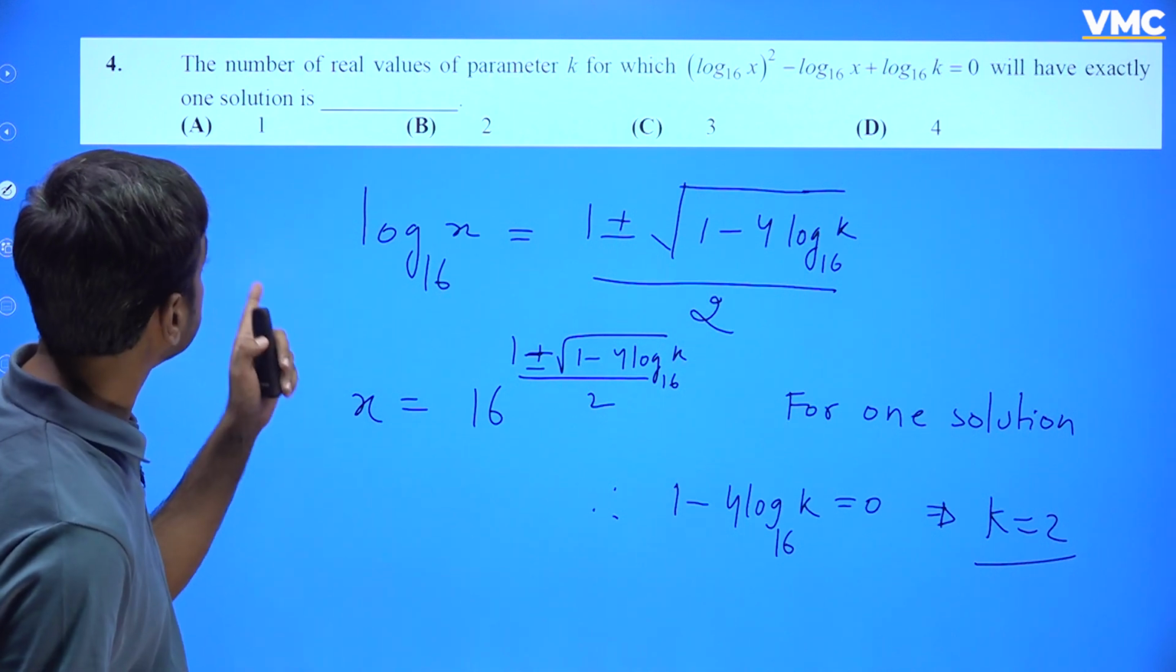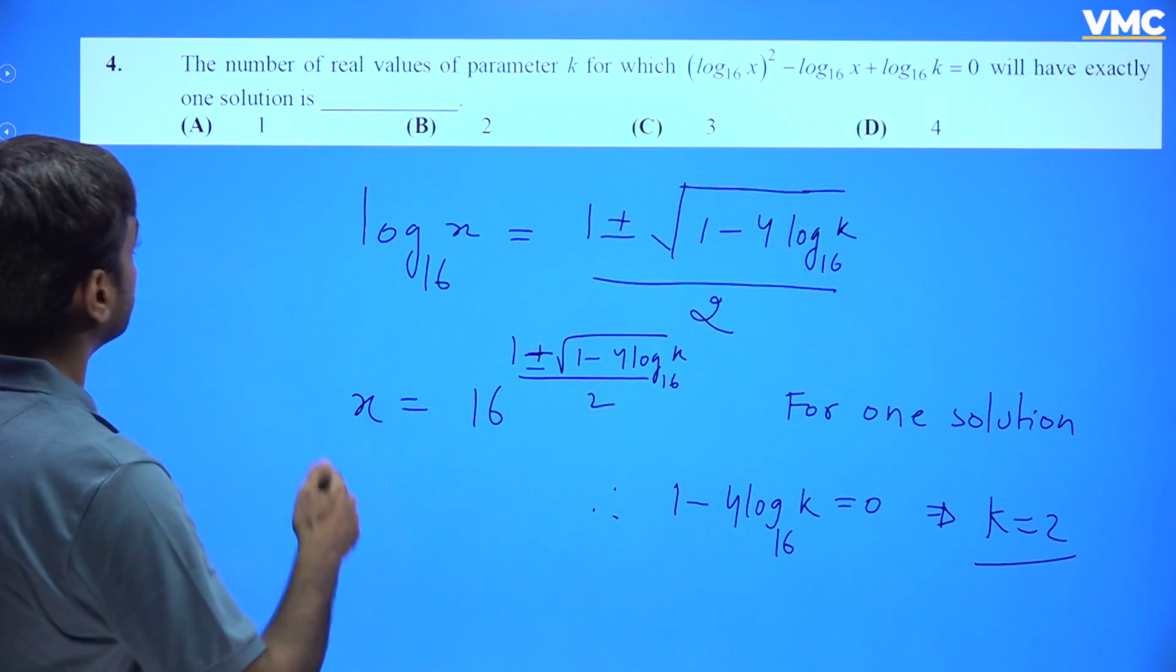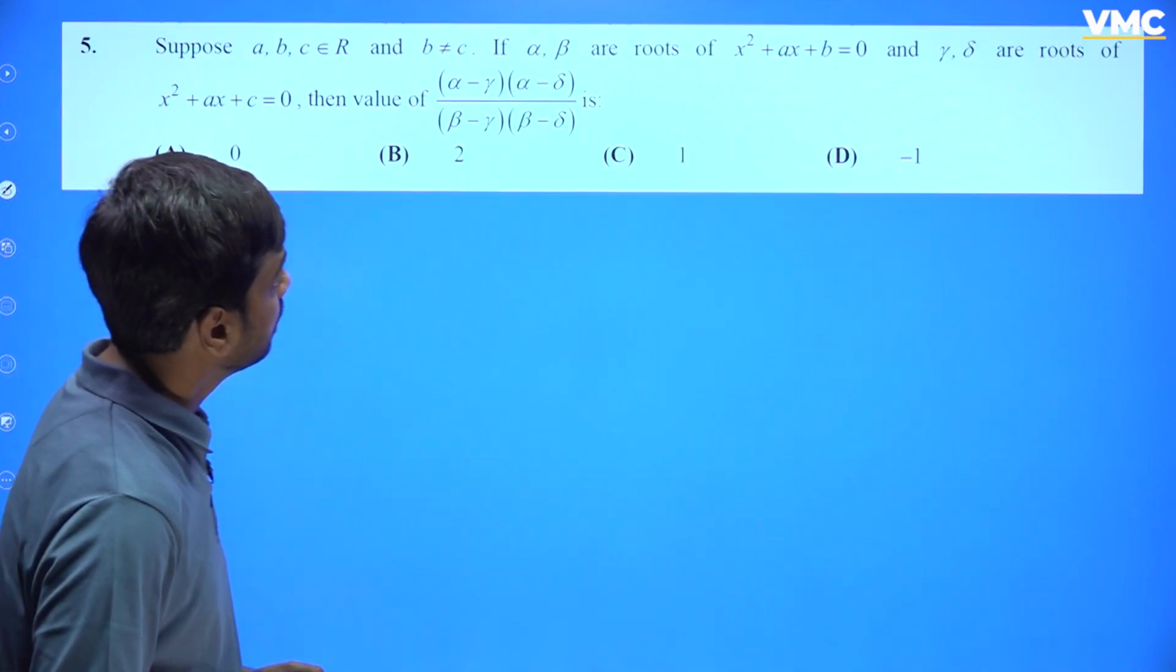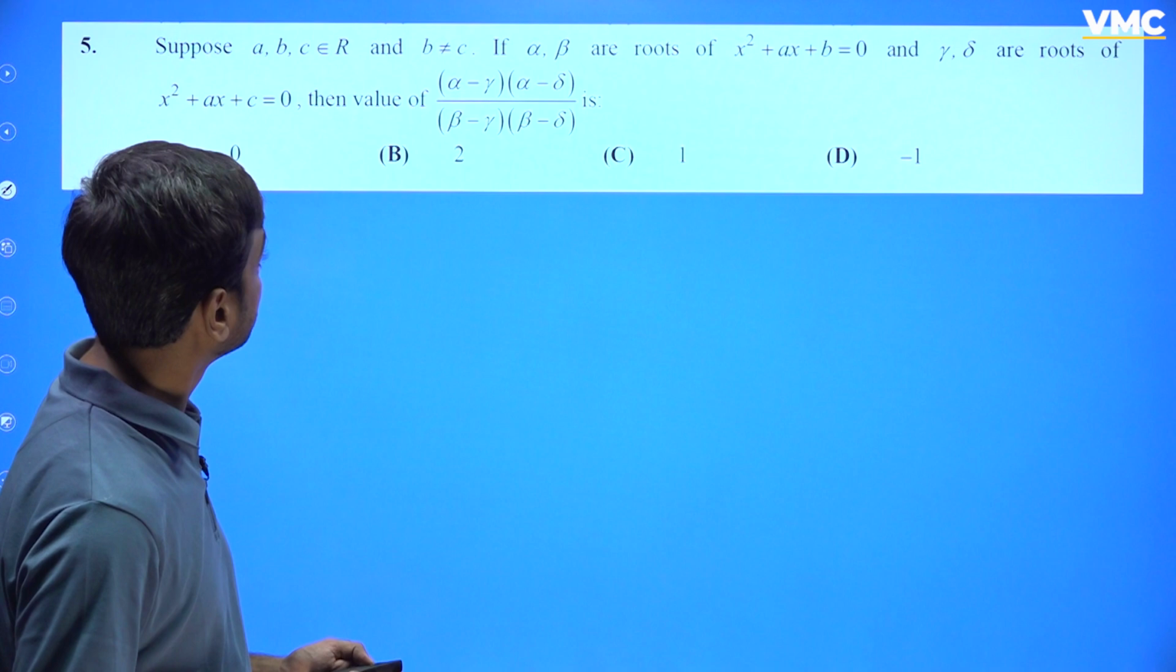And the answer for this question is, we have to find out the number of real values for the parameter k. So answer is A. Move to the next question.